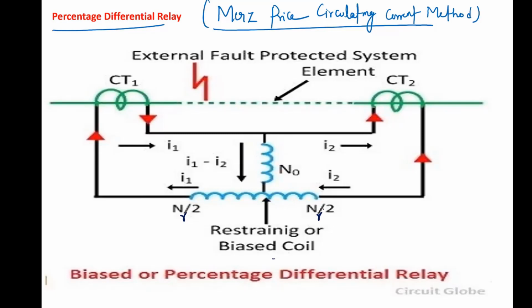Okay. Now let the primary current be capital I1, the secondary current small I1, this current capital I2, and this current small I2. So now the total current that flows through the operating coil is I1 minus I2. Half of the restraining coil will carry I1 current, the other half of the restraining coil will carry I2 current. So here, what is the primary concept? We are providing additional restraining force by adding the restraining ampere turns.